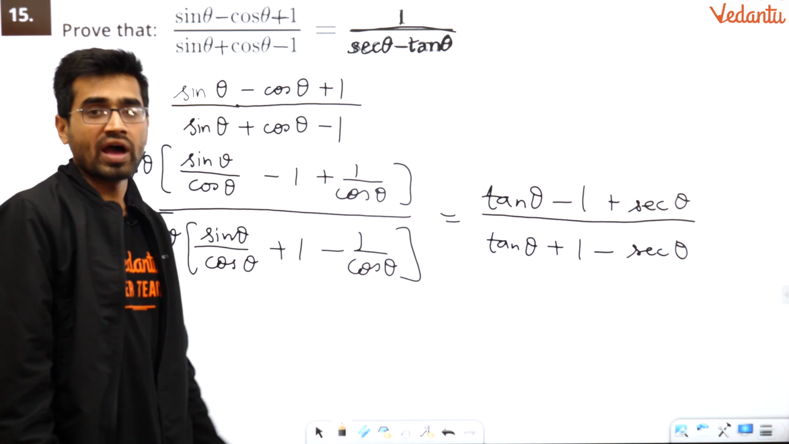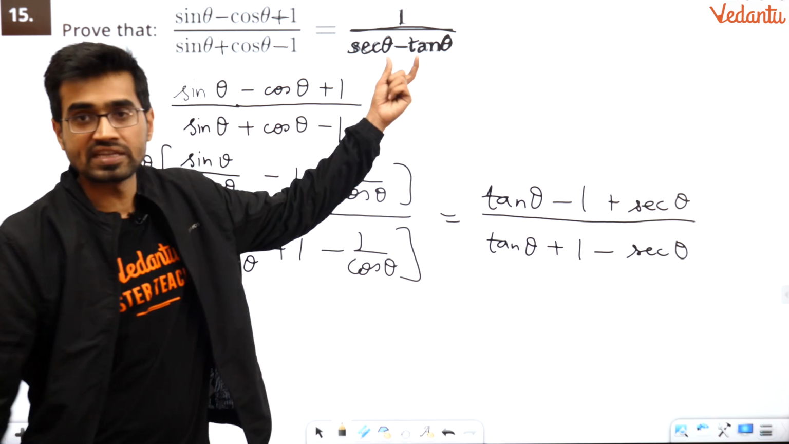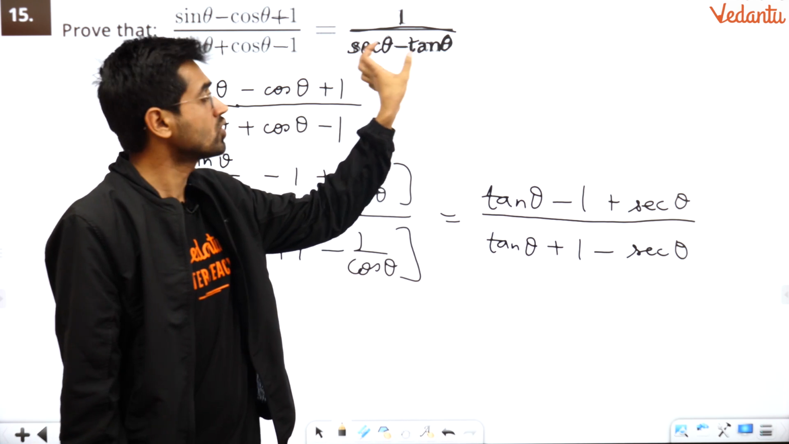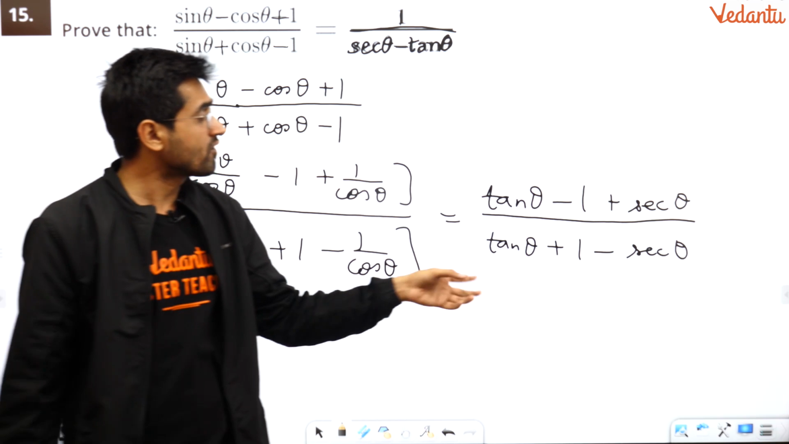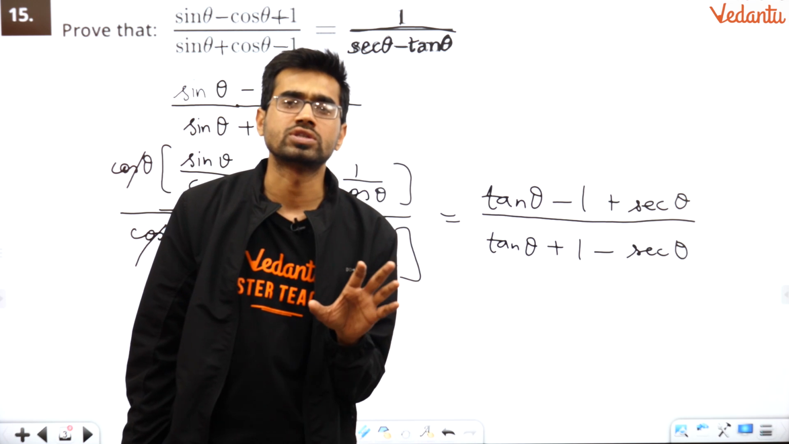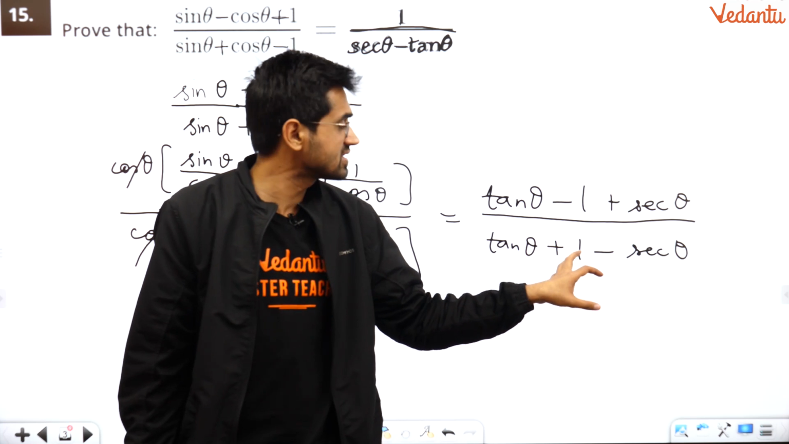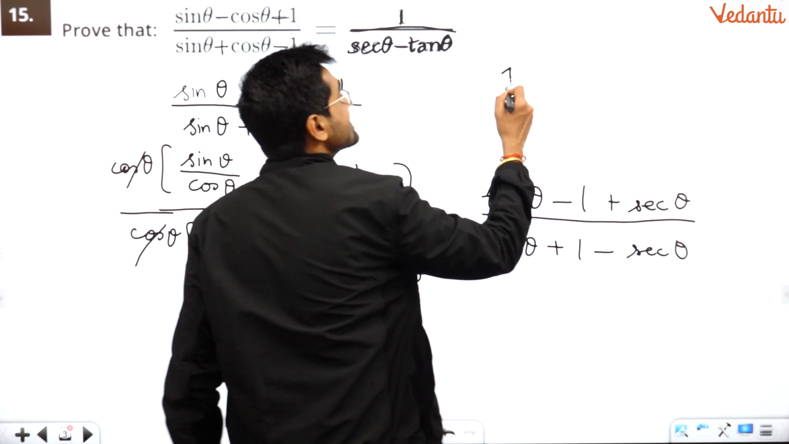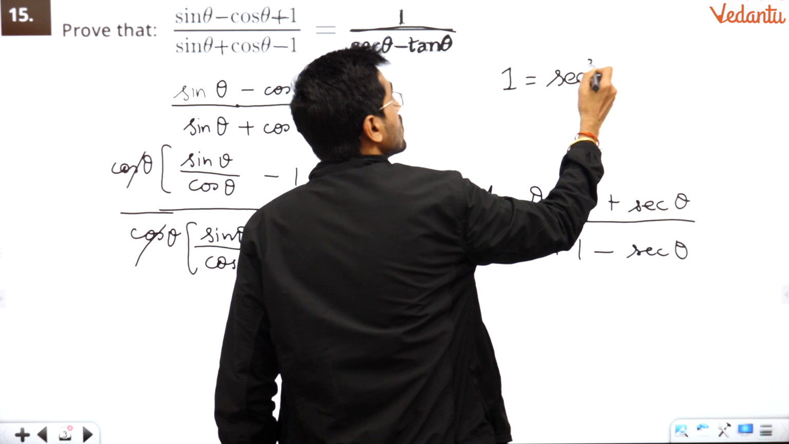Now see, you have got this place, and you want to reach this place. There are 2 terms here, so you want to take out a common factor. Obviously you have to replace 1. The whole process is simple in this question. You have to replace this 1 by the identity secant square theta minus tan square theta. This is the whole thing.